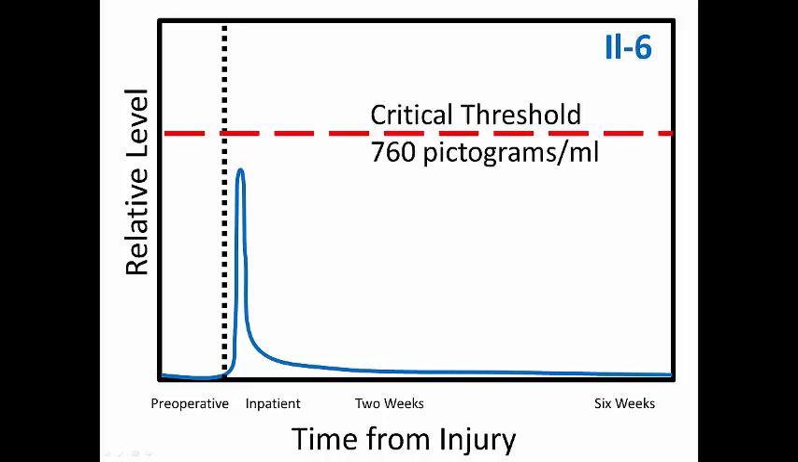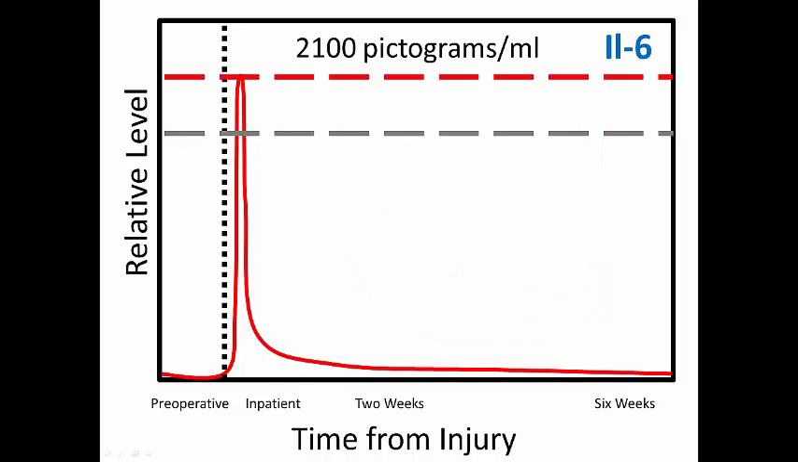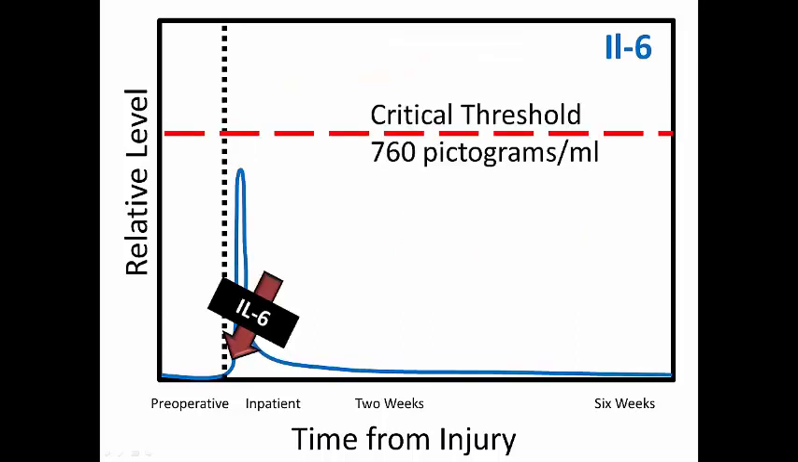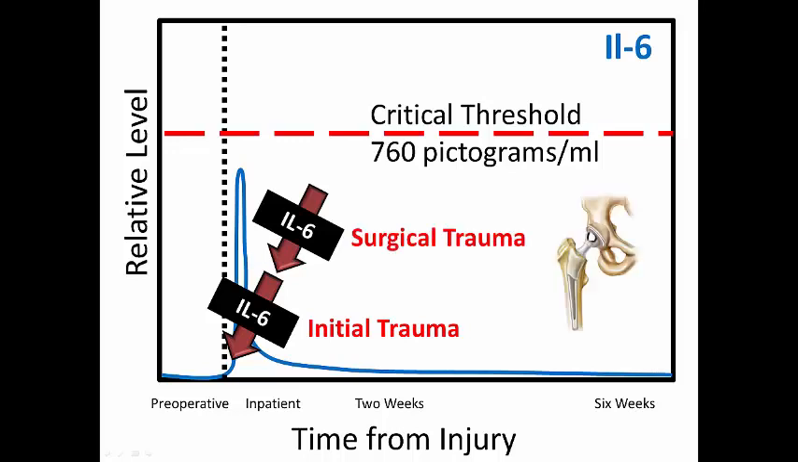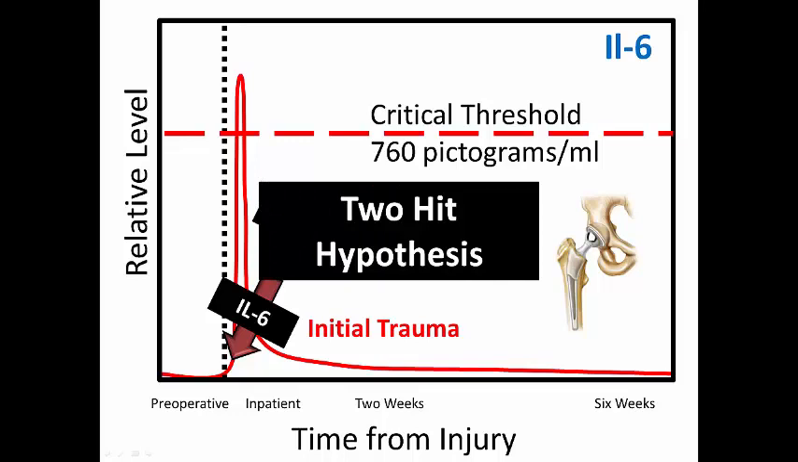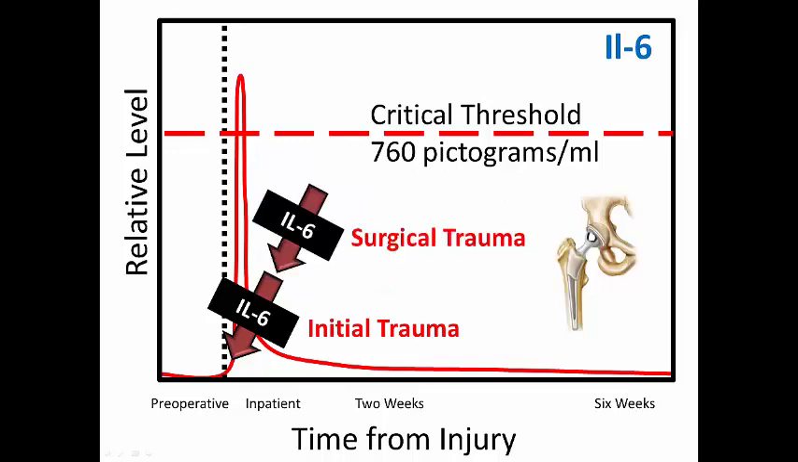Let's take IL-6 for example. There is a critical threshold of IL-6 that predicts multiple organ dysfunction syndrome with an 85% accuracy. Furthermore, there is a higher threshold at which mortality is predicted. This is the IL-6 peak caused by the initial trauma. This is the first hit. The second hit occurs through surgical intervention. If these two hits occur too succinctly before resolution of the initial trauma, then they are additive and can lead to iatrogenic complications. This is the two-hit hypothesis, where the first hit is the initial trauma and the second hit is the surgical trauma.